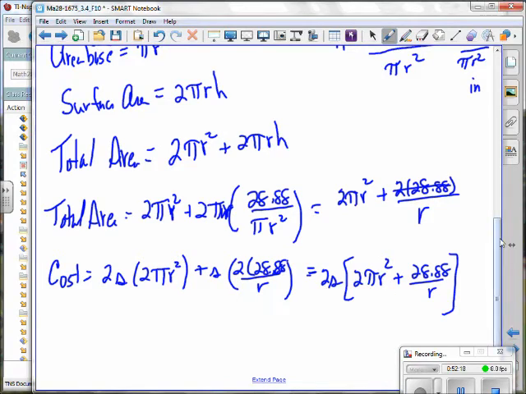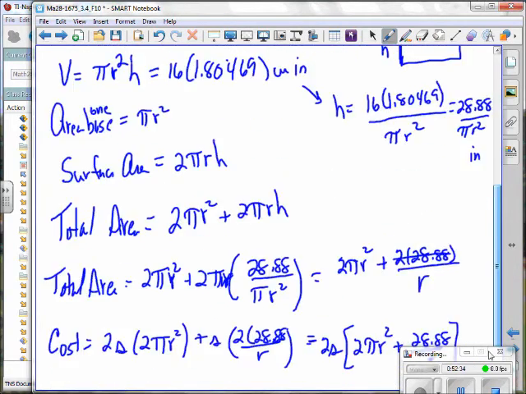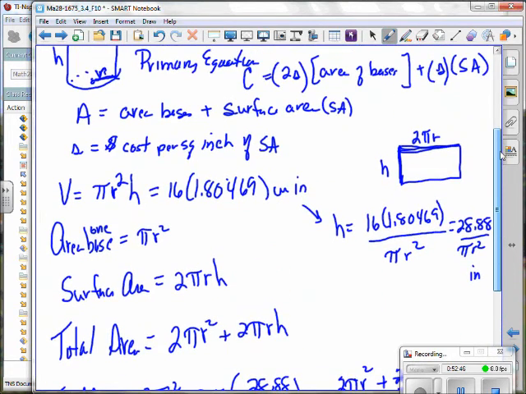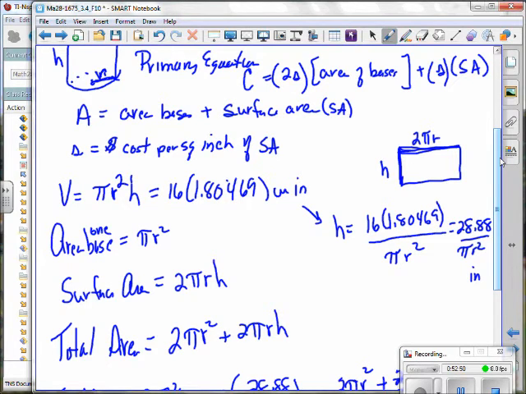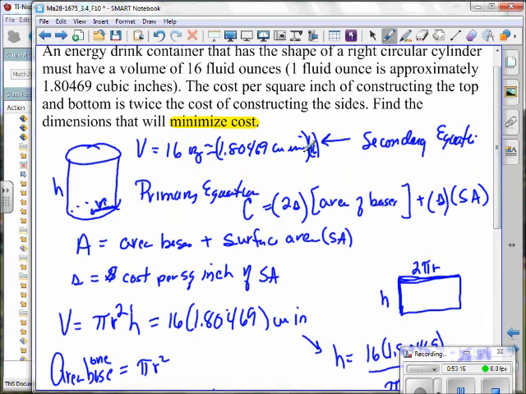let's go back to the problem here. Read the last sentence. Find the dimensions. Okay. So when we minimize this cost, we're wanting to find R. If we found R, could we find H? Pi is a value, and if I know what R is, then R squared is a value, and the only thing I would have is H. So if I know R, then I know H. I would have found the dimensions of this.